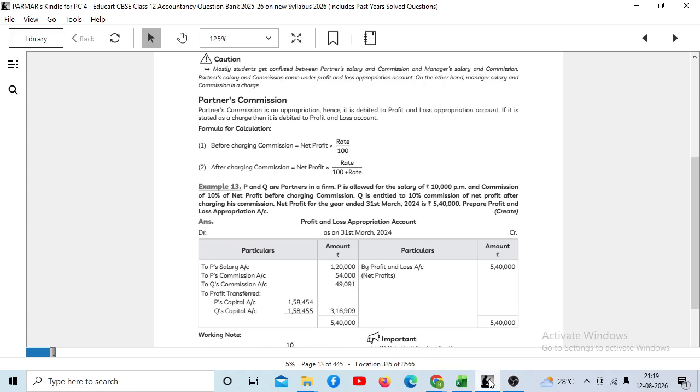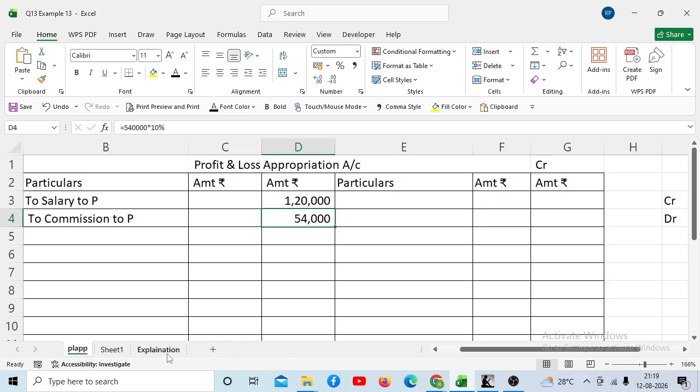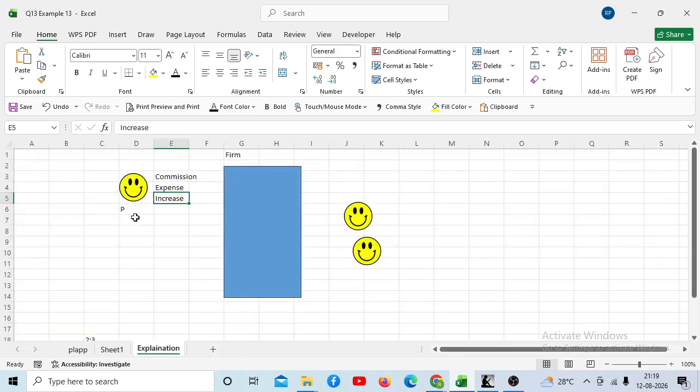Q is entitled to a commission of 10% of net profit after charging his commission. Now first of all let us see the explanation part. Suppose this fellow is Q now. Again the logic remains the same. The firm is paying commission to Q, right? So for the firm this commission is what?